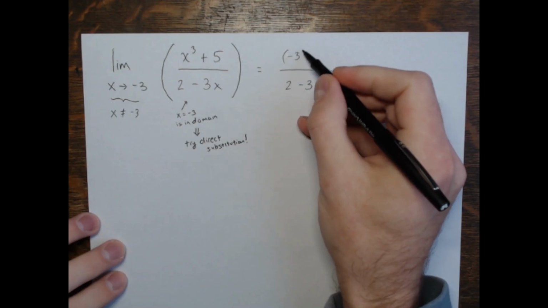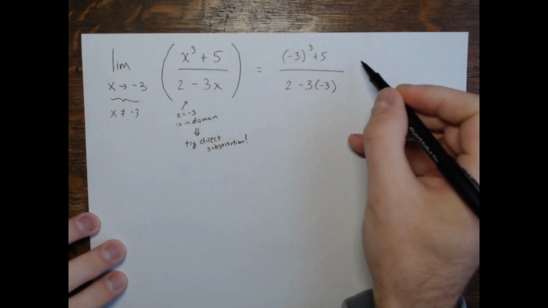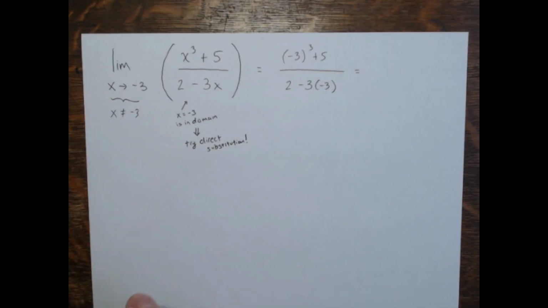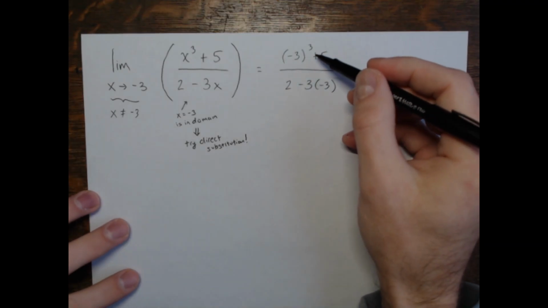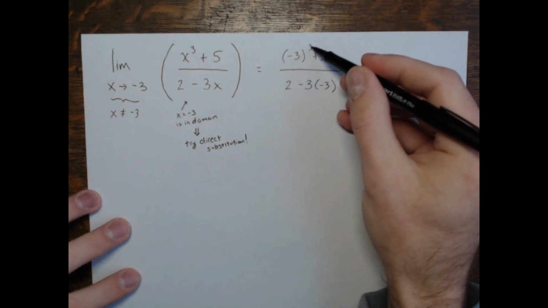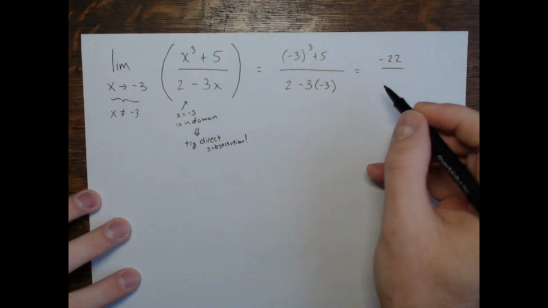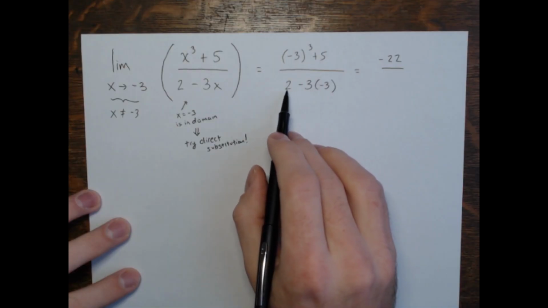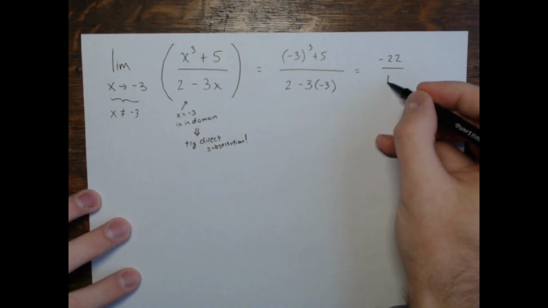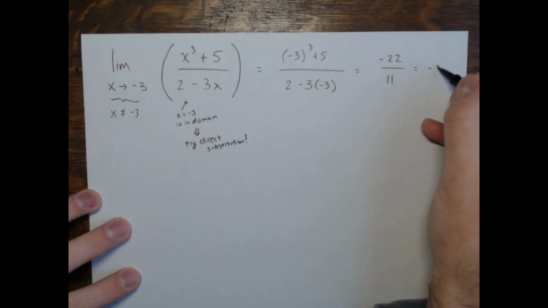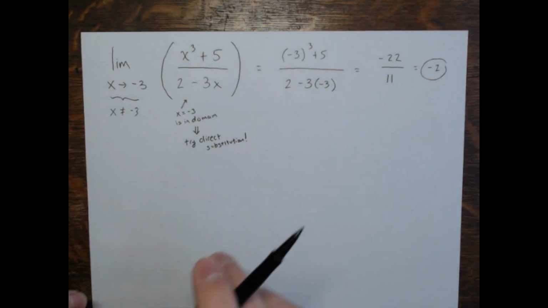Numerator, same thing, -3 cubed plus 5, just plugging it in, and then we'll simplify. Now it just says enter an exact answer. So I'll just say what the numerator is. That's -27 plus 5, so I got -22 in the numerator. And then 2 plus 9, 11 in the denominator. So you could enter this, this should be fine. But that's a pretty easy one to simplify. This is -2. All right, so the limit is -2.